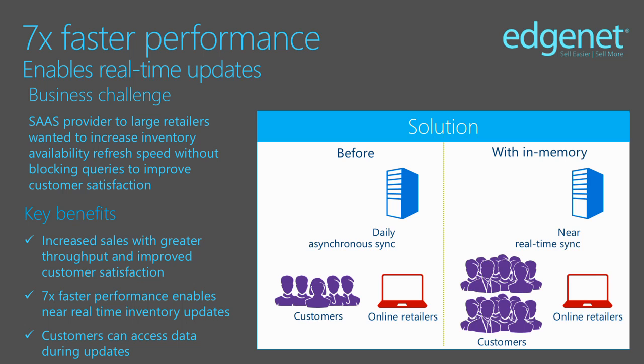By moving to a memory-optimized table, they got rid of all the locking. They could do it incrementally throughout the day. The process was 7 times faster than it was on the on-disk tables. The end result is their customers now have a much better experience. Rather than finding out, did this store have this widget 24 hours ago, they find out, does the store have it now? Can I go there and buy it? Much better solution for them.